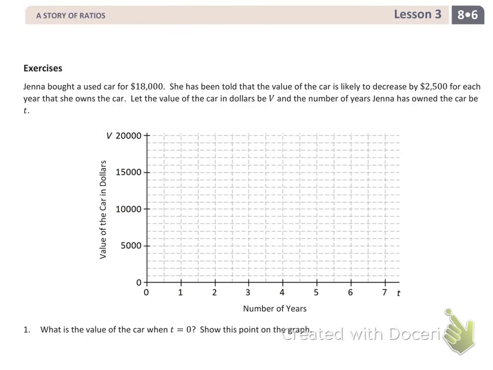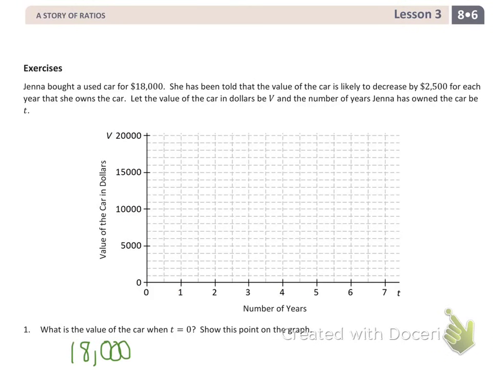Okay, so exercise 1 says, what is the value of the car when t equals 0? Show this point on the graph. And so the value of the car would be $18,000. And we could think of that as the initial value, right? Because it's before anything happens. That's the value. So I'm going to plot 18,000.